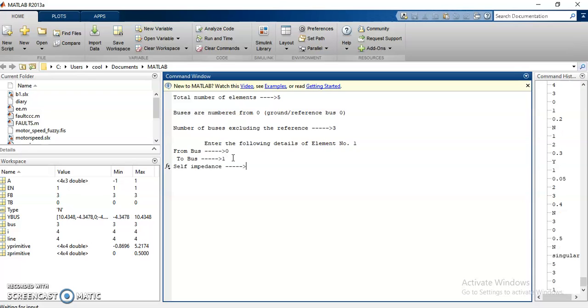What is the self impedance? That is 0.6. Okay, enter. Is there a mutual impedance for the first element? No. Capital N you have to type.